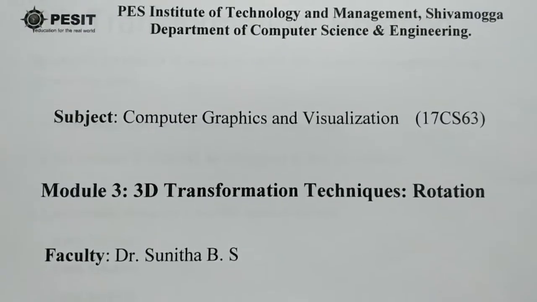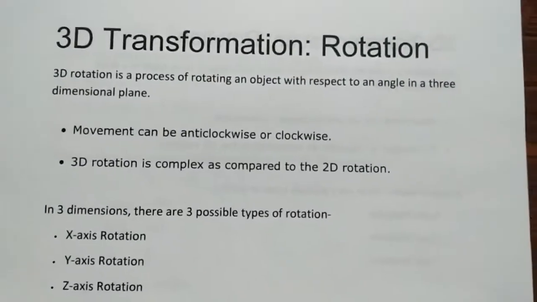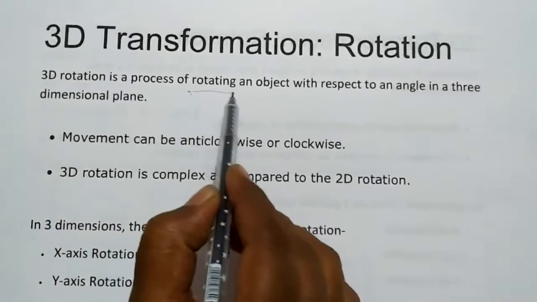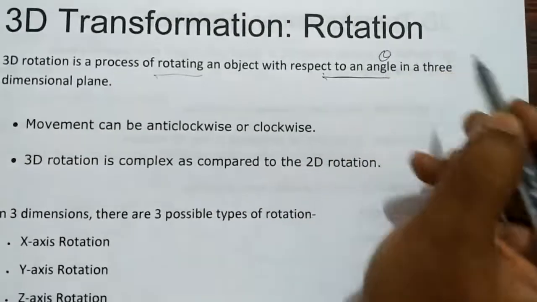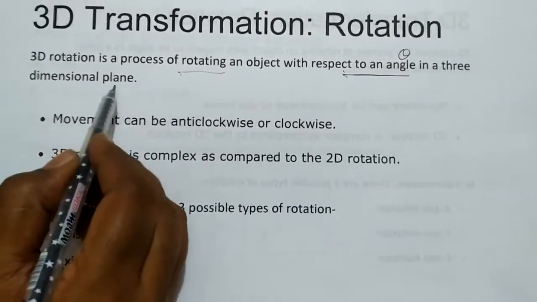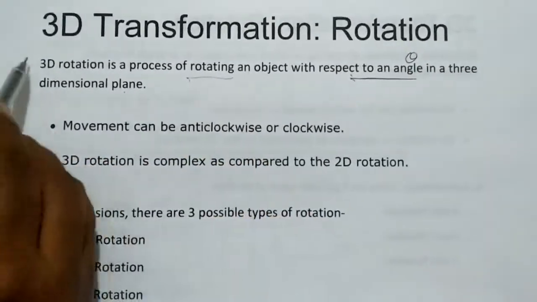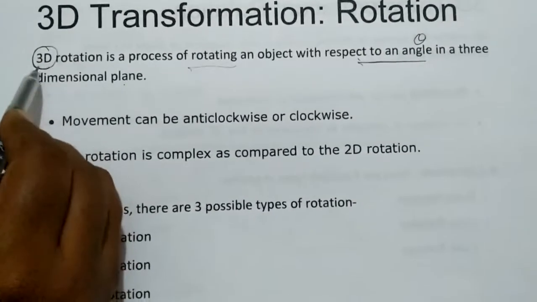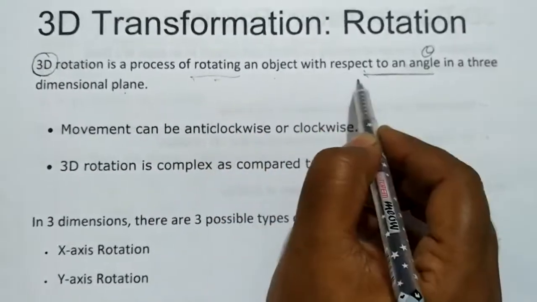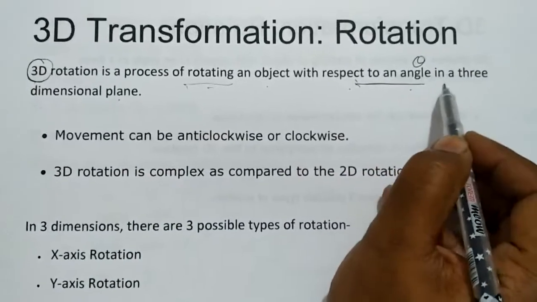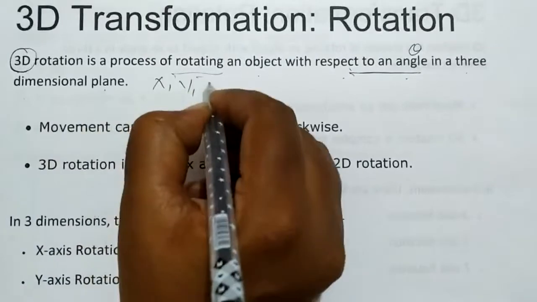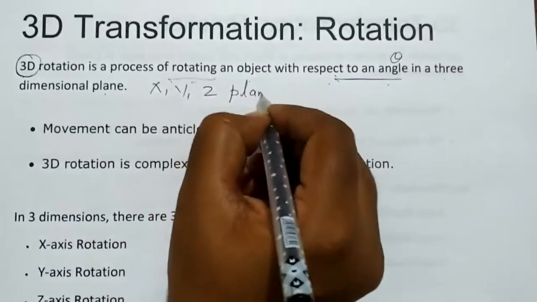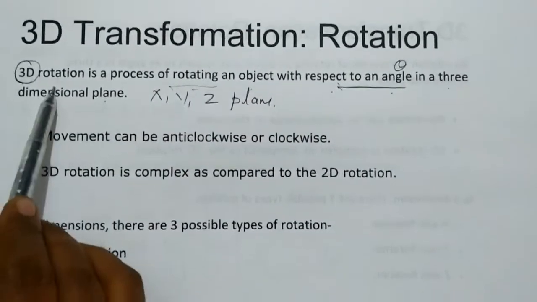So, in this technique, we need to know what is rotation. Rotation means rotating an object along with an angle theta in a three-dimensional space. If that object is a 3D object, we are rotating it with respect to an angle theta in a 3D space, that is along the x, y, z plane. This type of rotation is called 3D rotation.